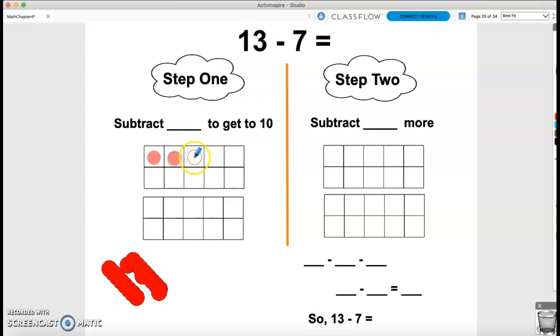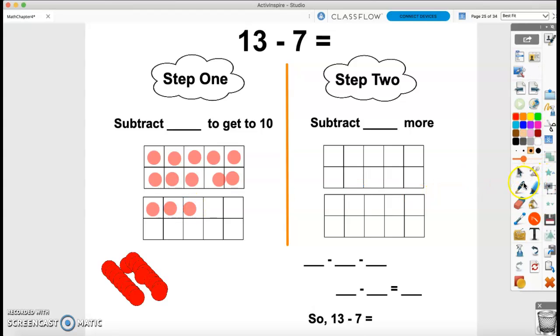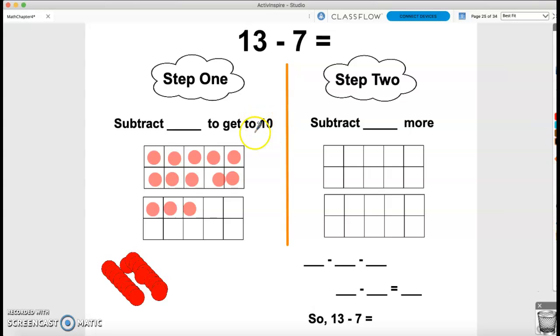1, 2, 3, 4, 5, 6, 7, 8, 9, 10. So if I fill up a 10 frame, I know it's 10. And I need 3 more. All right. So first step is we need to get to 10. So to get to 10, I'm going to take away my second 10 frame. So I'm going to take away this whole 10 frame.